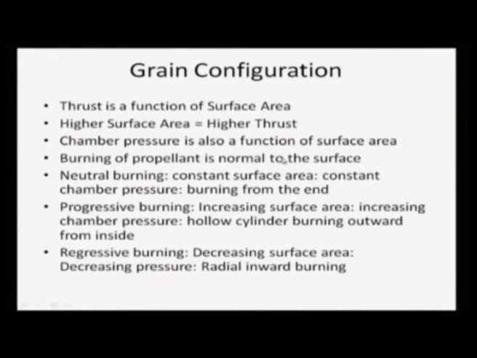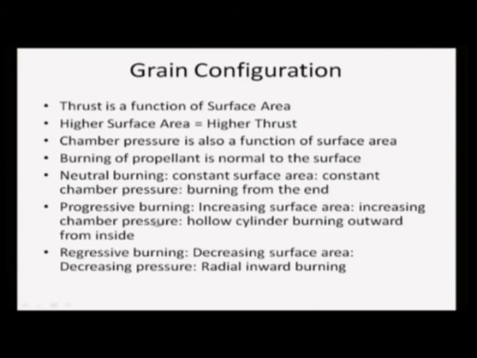Now, we can have three types of burning. We can have a neutral burning where the surface area is constant, and because of that constant surface area we get constant chamber pressure. Typically, burning from the end will give that, because if the surface area is constant then the chamber pressure is not going to change. So, this is a neutral burning.